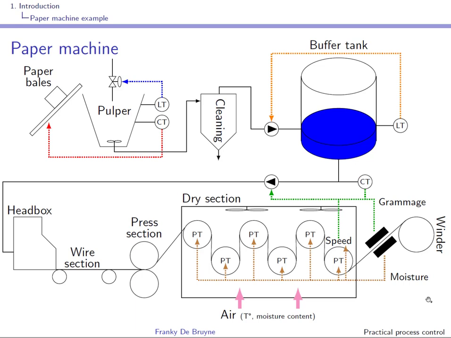If you do things correctly, you might even not see a change in the grammage. Here, since the two disturbances, consistency of the stock and speed, are available for measurement, they can be used for feed forward, right? And this is covered in section 4.